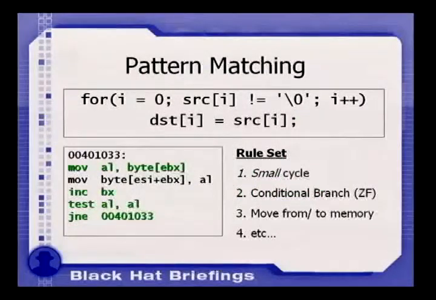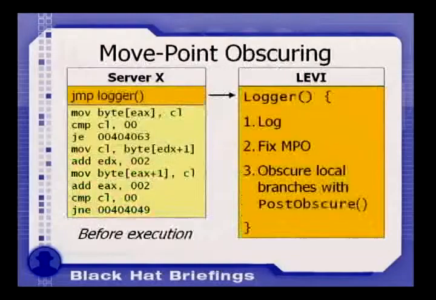So, and other requirements are, okay, if the user writes his own code and doesn't use an insecure function or writes an insecure sorting routine, you want to be able to watch those buffers at runtime as well. So some of the rules for the pattern matching technique are there has to be a small cycle, there has to be a conditional branch, it has to be moving from memory to register to memory, etc. There's a whole bunch of them. That's beyond the scope of this presentation.